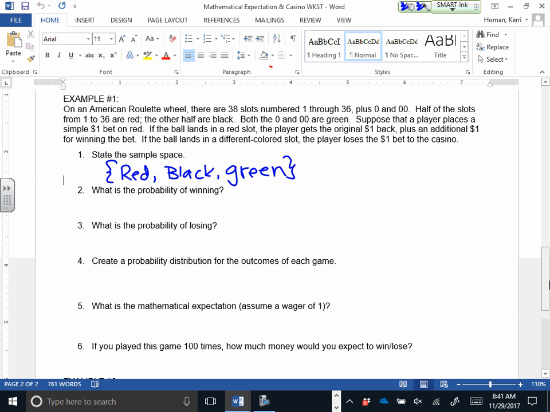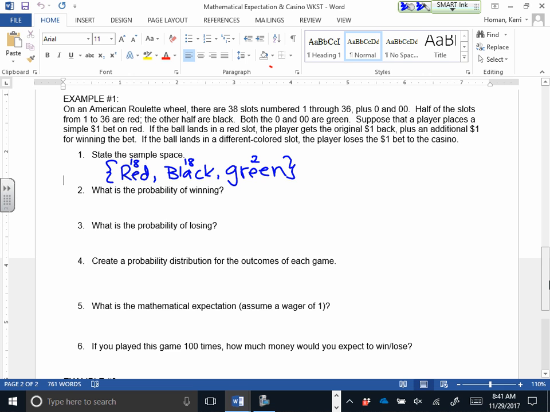Now, those aren't equally as likely. We don't have just 3 different situations. How many reds do we have? 18. We have 18 red. How many black? 18 black, and we have 2 green. So how many slots do we have total? 38. So we have 38 slots in our sample space.